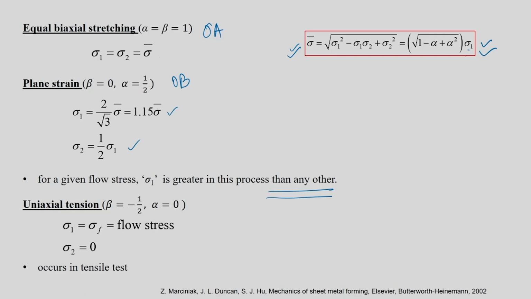Okay, and if you go to the next one, uniaxial tension, where beta is equal to minus alpha is equal to 0, if I put alpha is equal to 0, sigma bar is equal to sigma 1. Then you will see that your sigma 2 is 0, and sigma 1 is nothing but sigma bar, which is nothing but sigma f, your flow stress. So you can see that sigma bar, sigma 1 and sigma f are all equal here, but in the previous case sigma 1 is 1.15 times sigma bar, and this occurs in the tensile test.